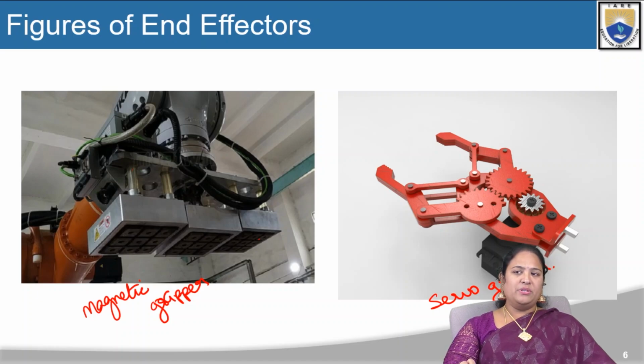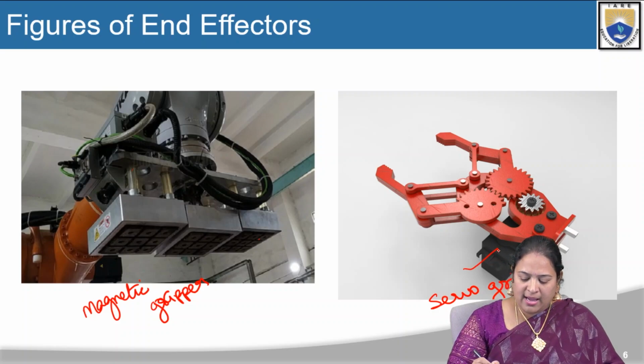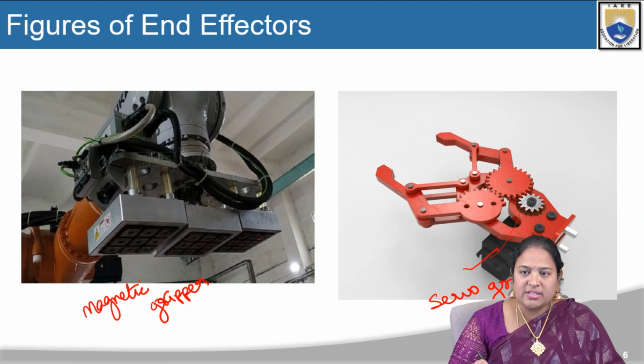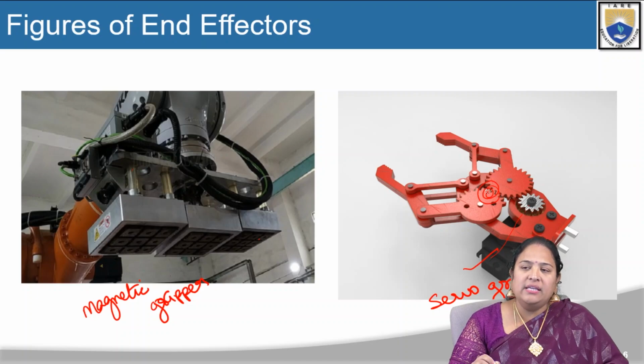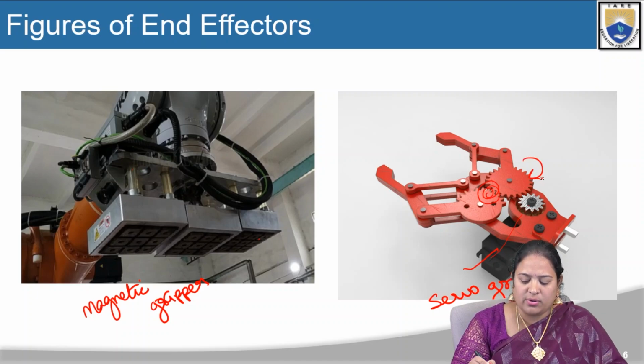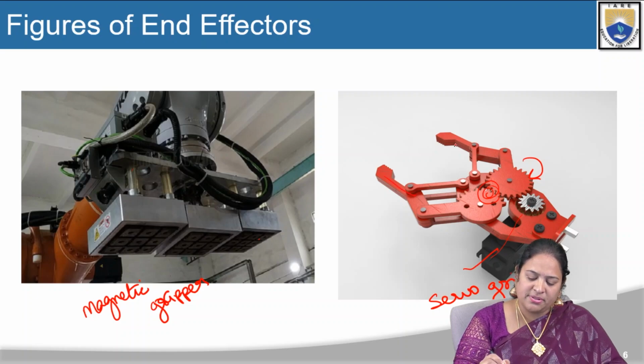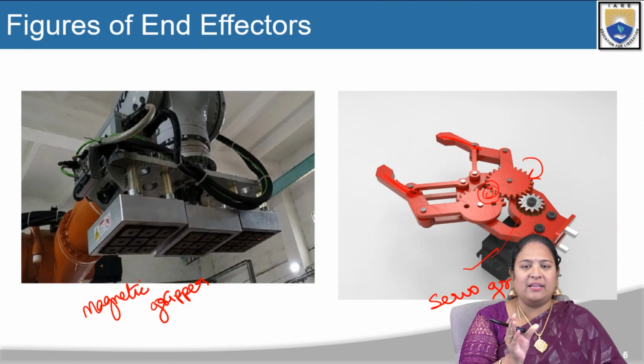Next, coming to the servo gripper. Servo gripper means what? Here we have a motor. This type of gripper acts with the help of the motor, and when electrical current passes to the gear, the gear starts rotating. Right? With the help of the rotation of the gears, the gripper will act accordingly.